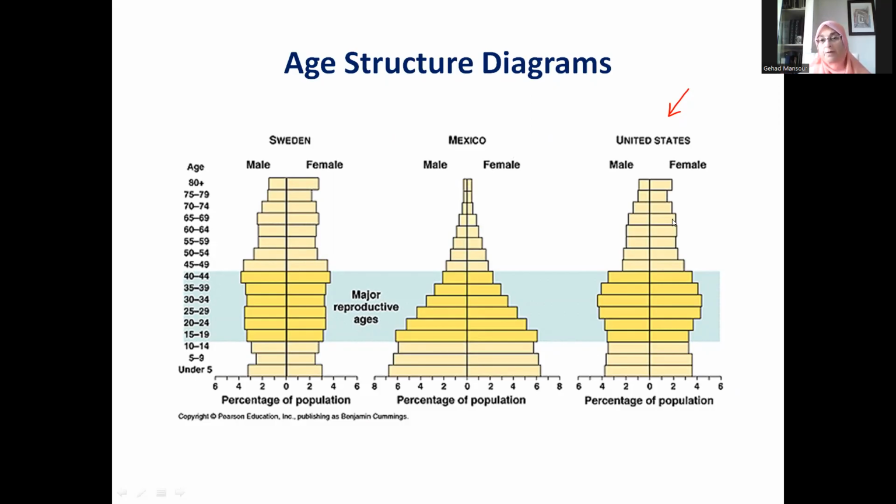In the United States, for example, contrary to what has been found in the age structure diagram of Mexico, we can find that the majority of the population is not in the base. The majority of the population is in the age between 19 and 44. At the top, we have a smaller number of individuals than the intermediate age. And at the base, we do not have as many individuals as we have seen in Mexico.